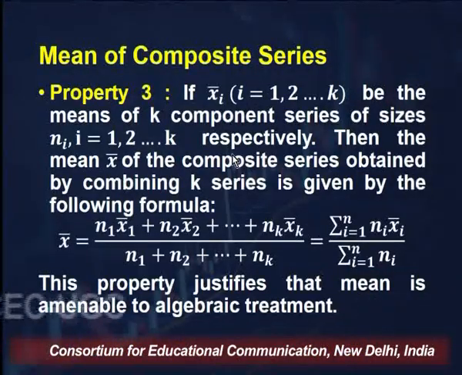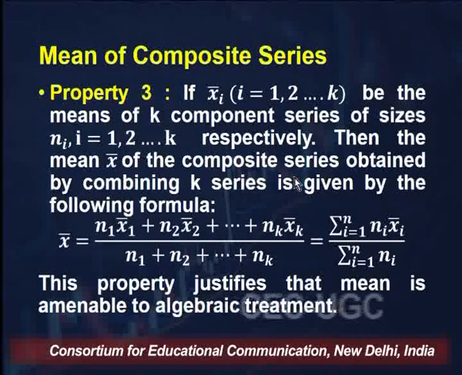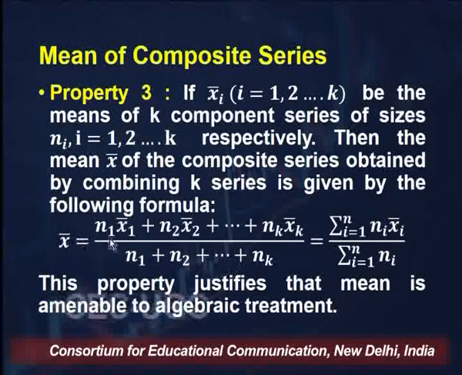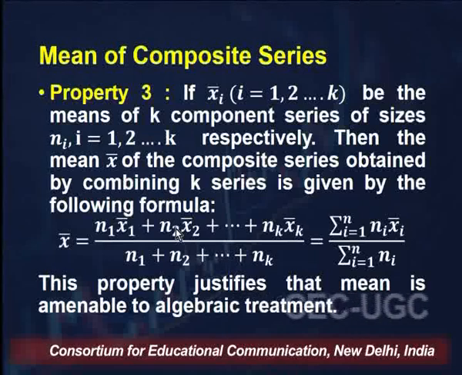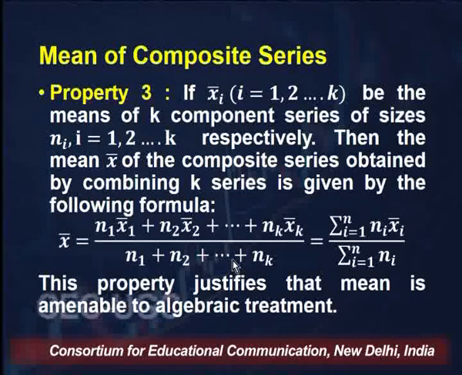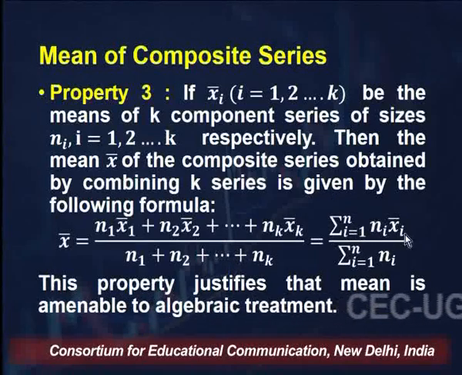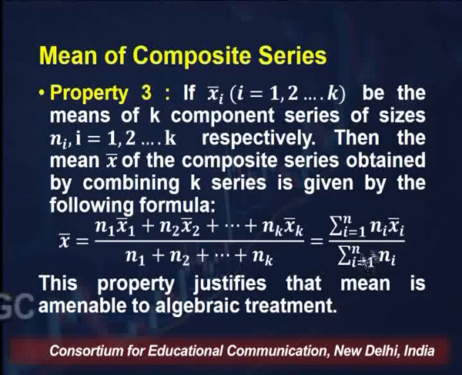If xi bar, i equal to 1 to k, be the means of k component series of sizes ni, i equal to 1 to k respectively, then the mean x bar of the composite series obtained by combining k series is given by the following formula. x bar is equal to n1 into x1 bar plus n2 into x2 bar up to plus nk into xk bar upon n1 plus n2 plus so on plus nk, which is equal to summation i equal to 1 to k ni xi bar upon summation i equal to 1 to k ni.